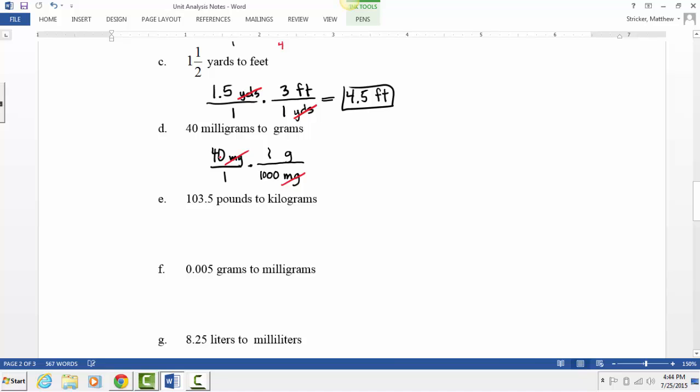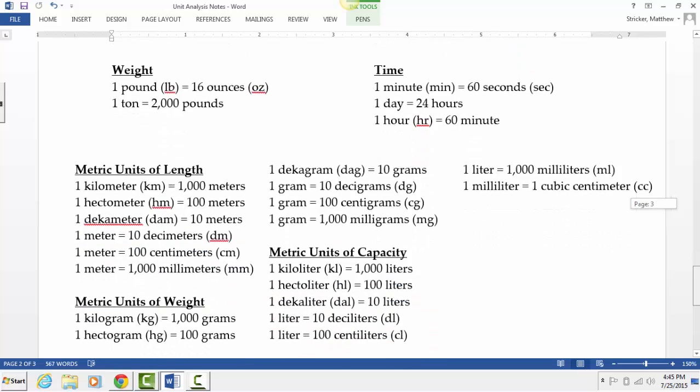Milligrams cancel. We got a 0 here with a 0 here, and 4 goes into 1000 25 times. So this is 1 over 25, which is pretty small. It's about 0.04 grams.